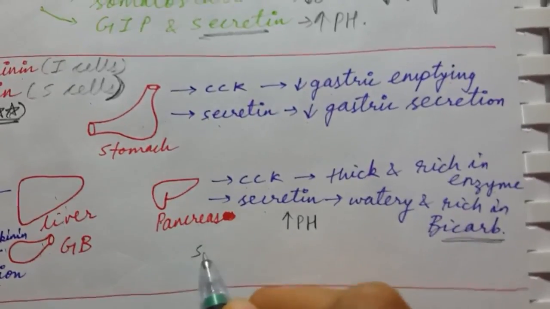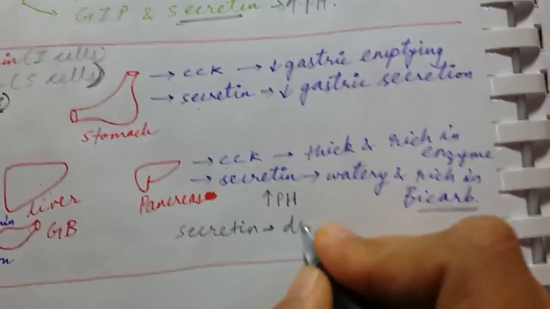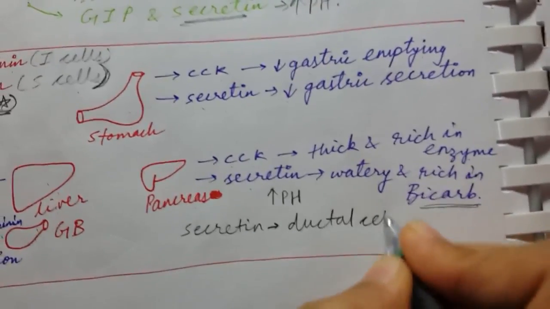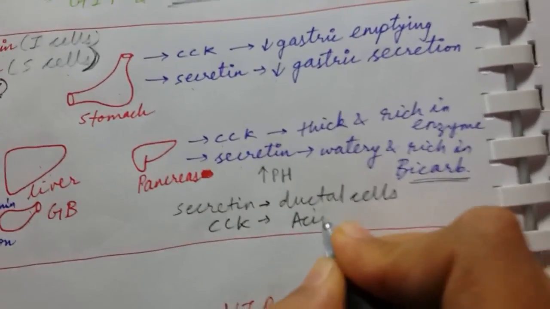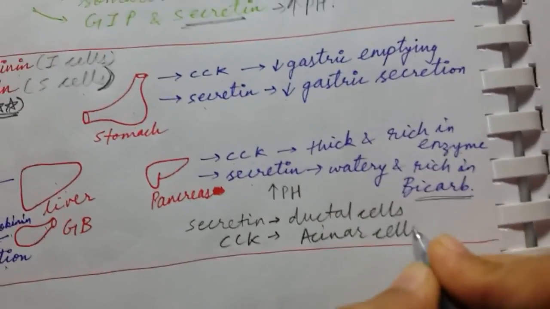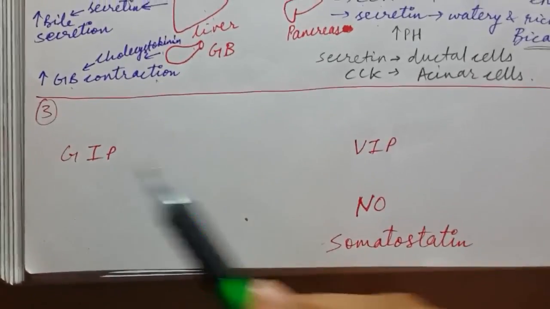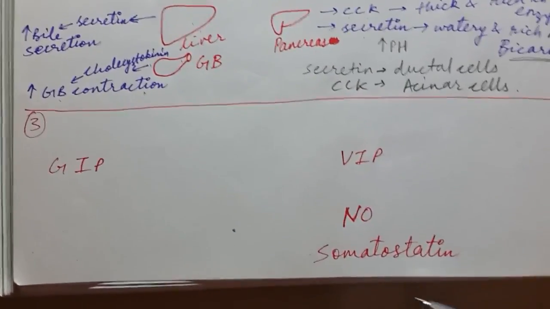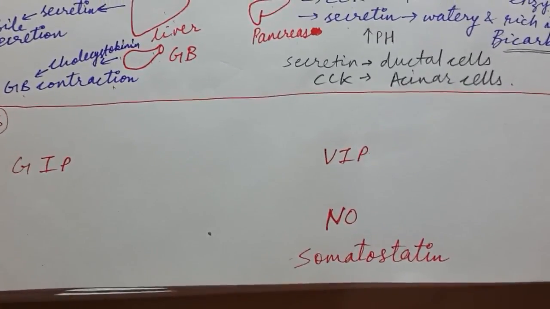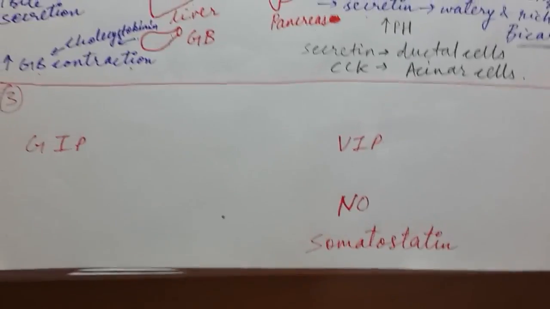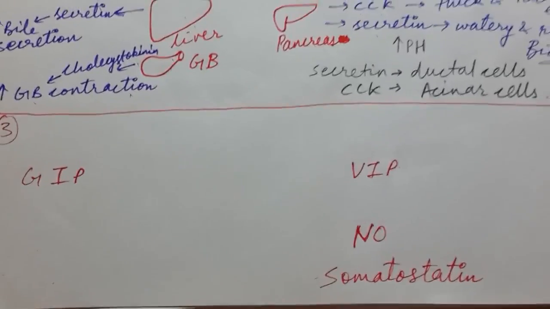Another thing is that secretin works on the ductal cells of the pancreas, while cholecystokinin works on the acinar cells of the pancreas. So remember that. Now the rest of the hormones, 4 hormones which I will discuss, are important. The rest, like the bicarbonate secretion or pepsin secretion, will be easier for you to remember, so we will not go into discussion of those things.